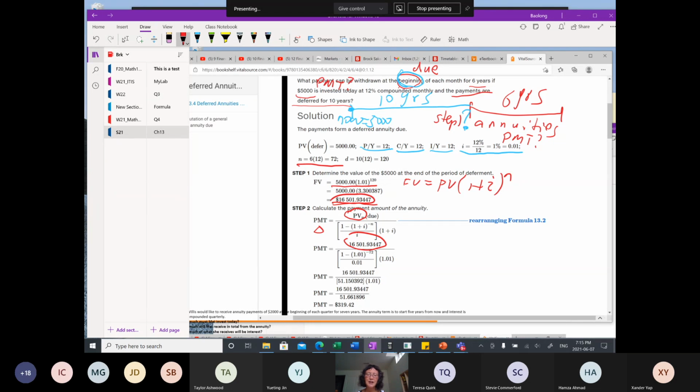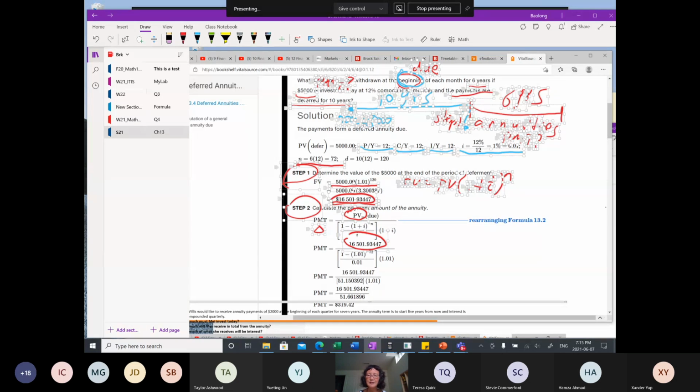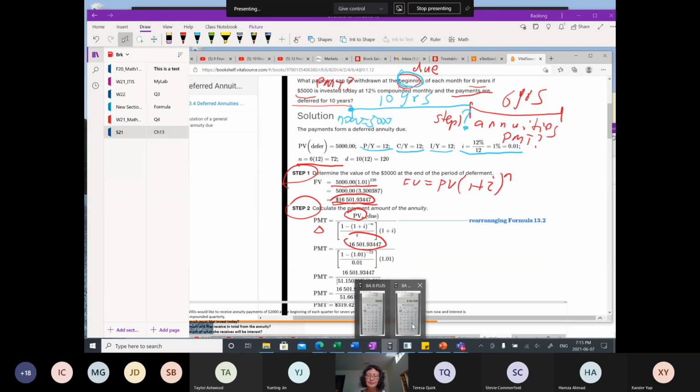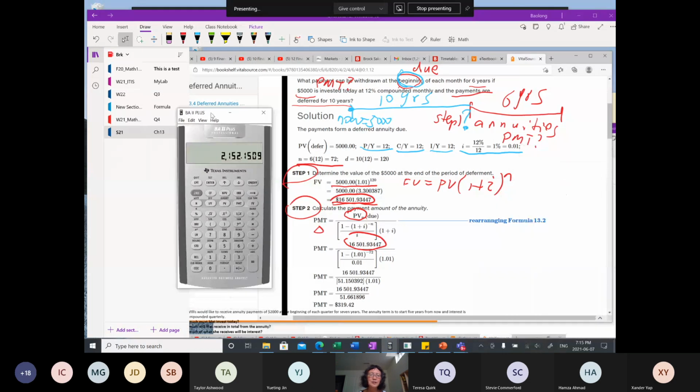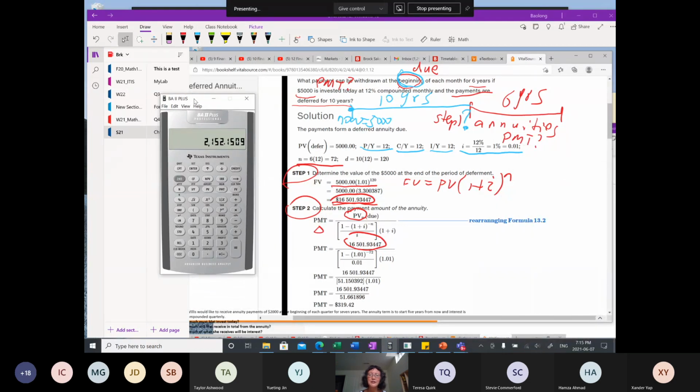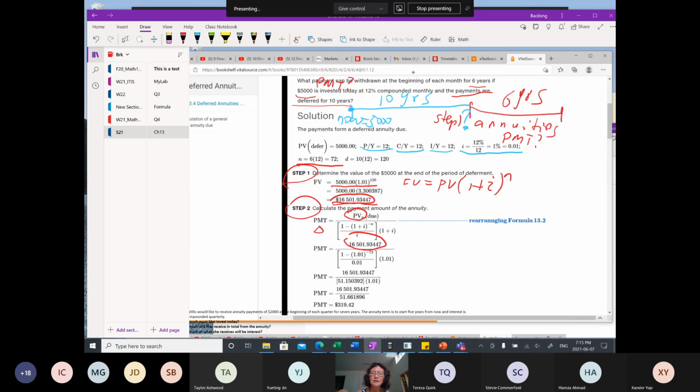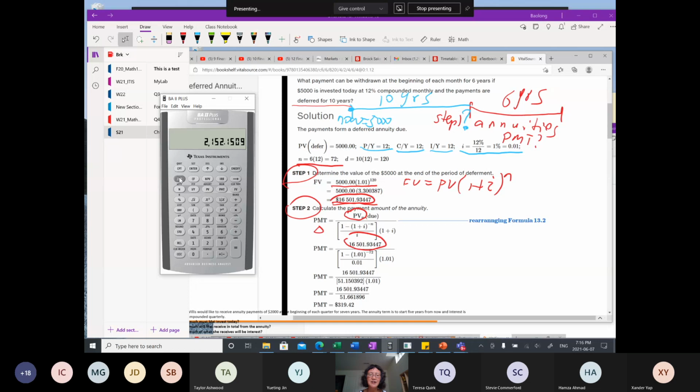And now I will present the calculator method. In the calculator, I still need to do step 1 and step 2. I will put the calculator here so that you see the original question. Maybe I will erase some annotation. So this is the original question. So step 1, what is the future value after 10 years?